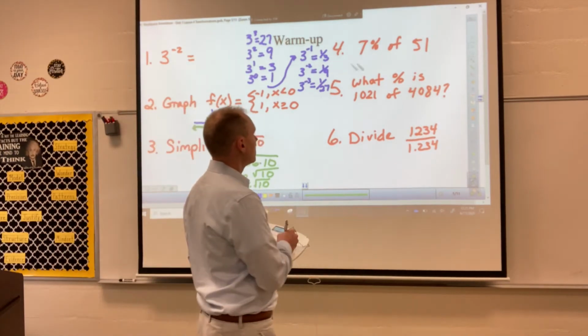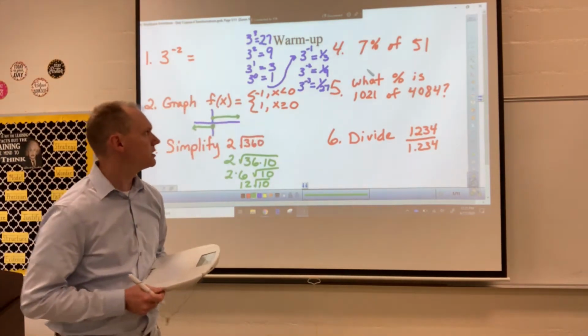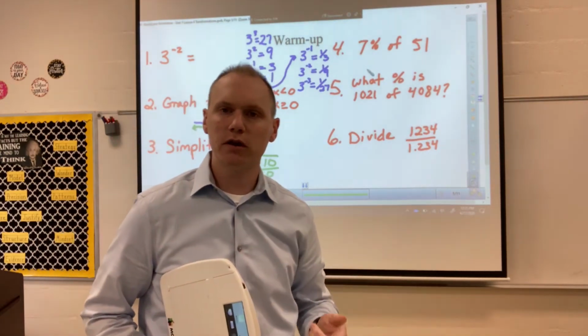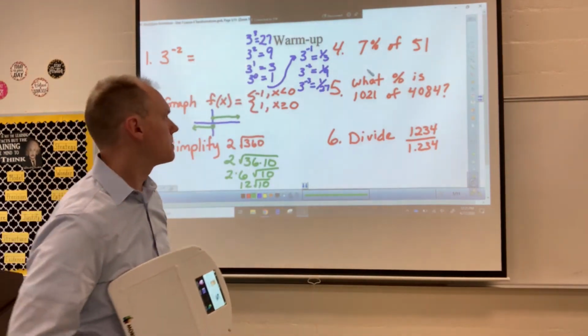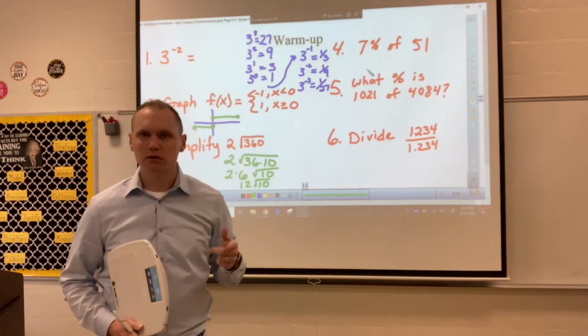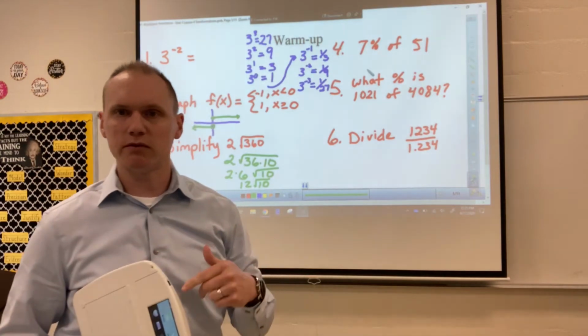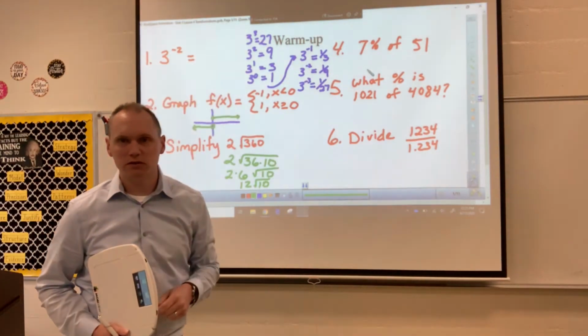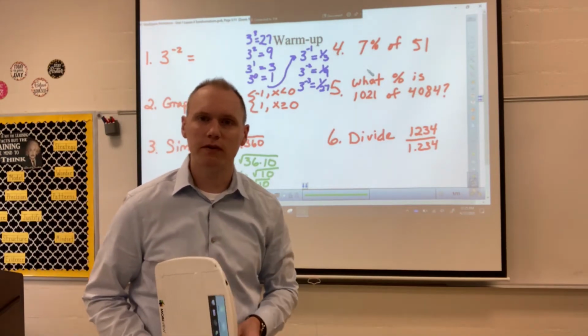Number 4, more percents this time. 7% of 51. Again, let's take the numbers involved, 7 and 51. We'll multiply those together first, and then we'll adjust the decimal. So 7 times 51, let's do 7 times 50 first. 7 times 5 is 35, so 7 times 50 is 350. And then 7 times 1 is 7, so 357.